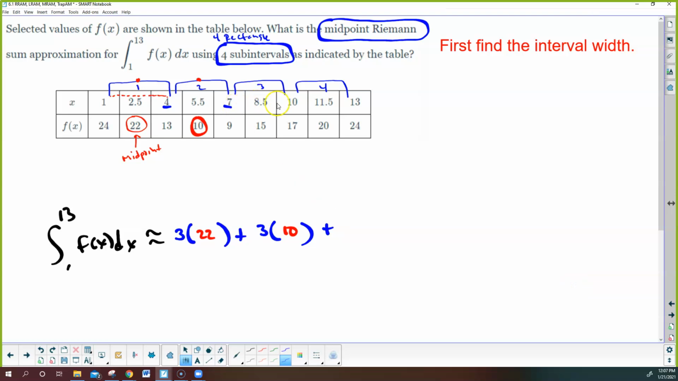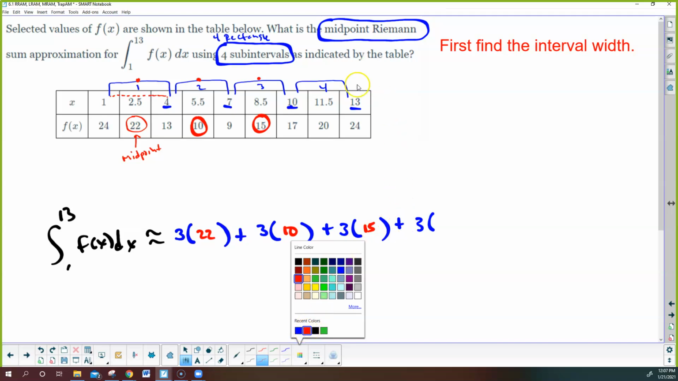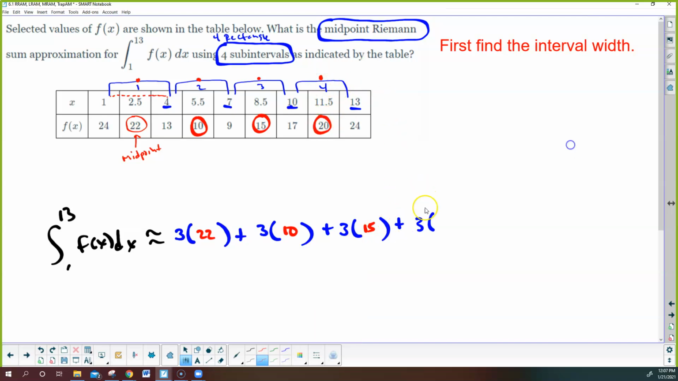And then I go to the next one. The difference between 10 and 7 is 3. And its height is the midpoint at 15. And then I would go the difference between 10 and 13. So this time they actually all have intervals with a width of 3, which is great. But its midpoint is 20. And then I'm going to save time. You guys can multiply that, add it up, and you'll get the estimated area under the curve for the midpoint.